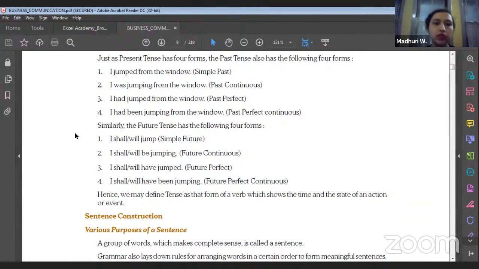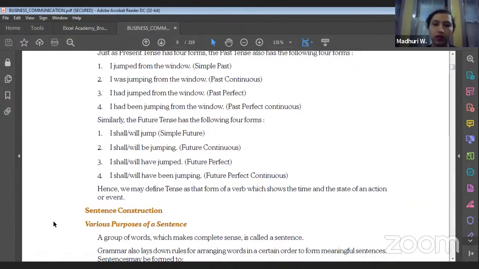Right? Similarly, the future tense also has the following four forms. I shall or will jump. That's the simple future. I shall or will be jumping is the future continuous. I shall or will have jumped is the future perfect. And I shall or will have been jumping is the future perfect continuous tense. So whenever we talk about the tense, it generally shows us time and a state of action or an event. Okay.